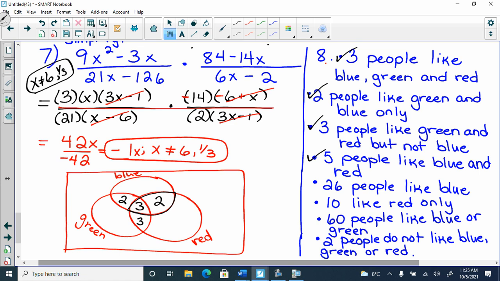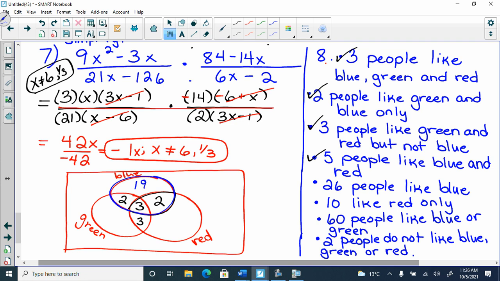Okay. Then I can go to my circles. 26 people like blue. I'm going to make it blue. So in the blue circle, I should have 26. I already currently have 3, 4, 5, 6, 7 people who like blue. I need to have 26 people who like blue. So how many like blue only? How many? 3, 4, 5, 6, 7. I need to have 26. 26 minus 7 is 19.